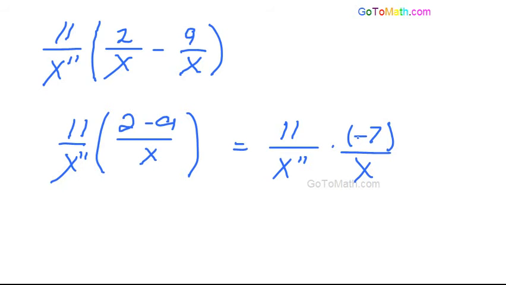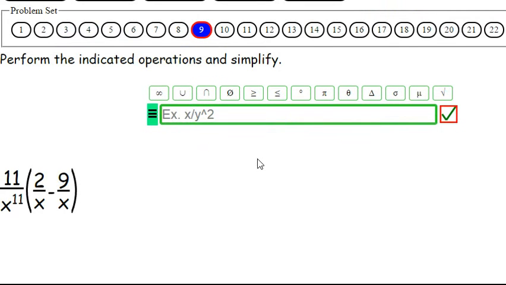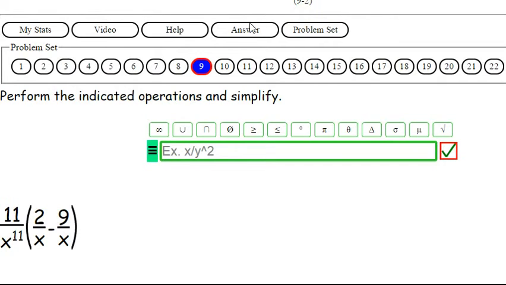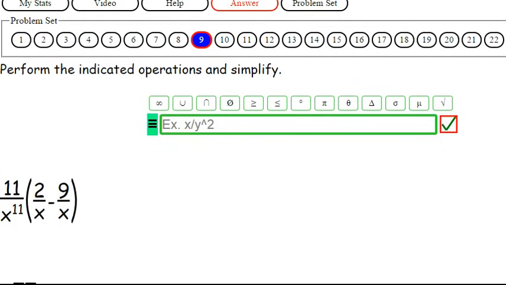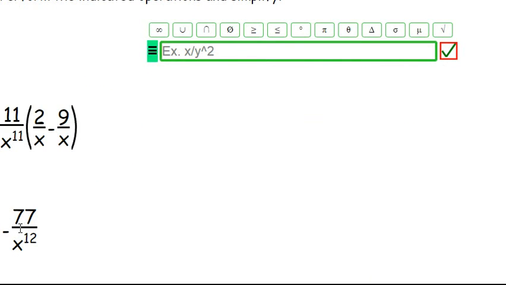I'm putting that in parentheses because if you don't put this in parentheses, it's going to look like 11 minus 7. Okay, so then what we'll do is just go ahead and take that negative out front. And then what do we have? We have 77 over, remember this is a 1 here, so we add the exponents, x to the 12th power. Pretty easy, I guess. What did I say that was? Negative 77 over x to the 12th, yeah. Making sure before we actually see what the answer shows here.